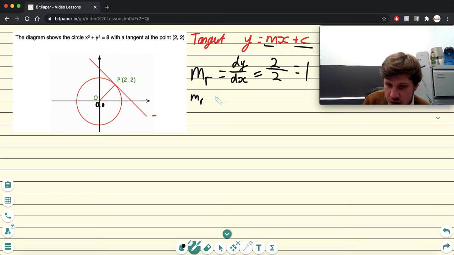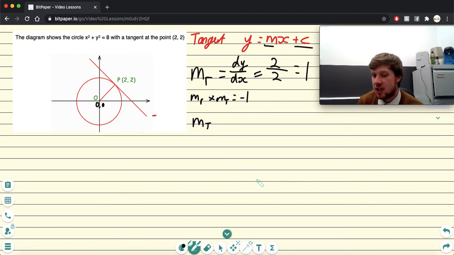Looking at the relationship between the gradient of my radius and the gradient of my tangent, because they're perpendicular, they multiply together to make -1. That means if I've got the gradient of my radius, I can take the negative reciprocal, and that will give me the gradient of my tangent. This is easier to do as a fraction. The negative reciprocal of 2 over 2: I swap the numerator and denominator and make it negative, so I get -2 over 2. This is a gradient of -1.